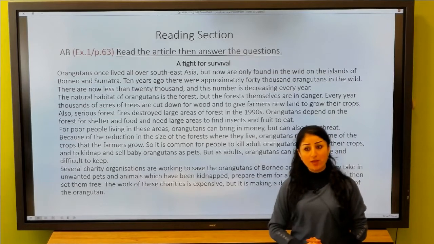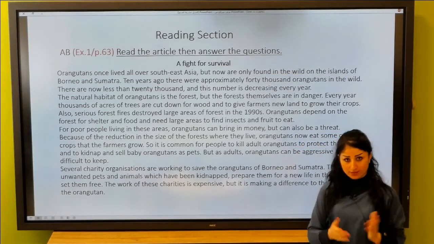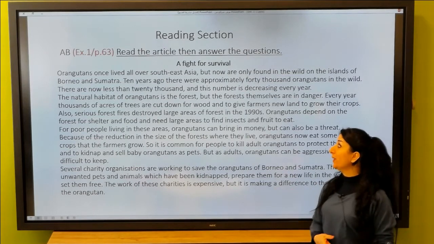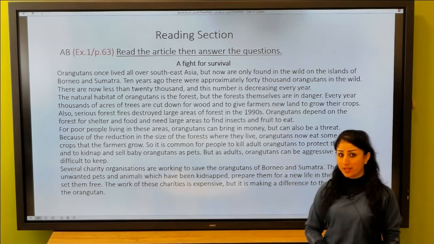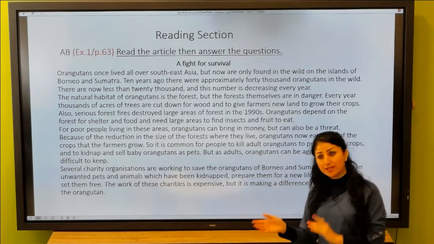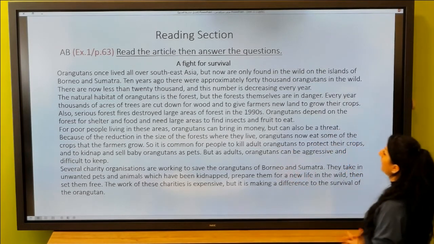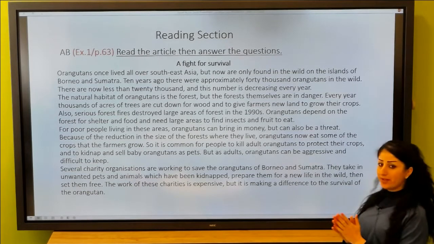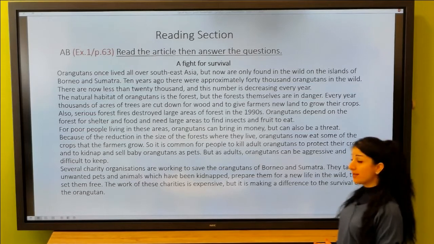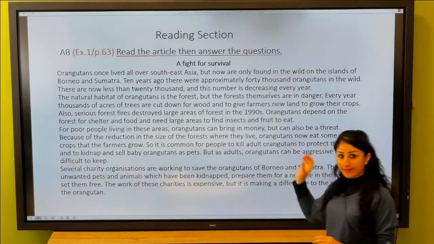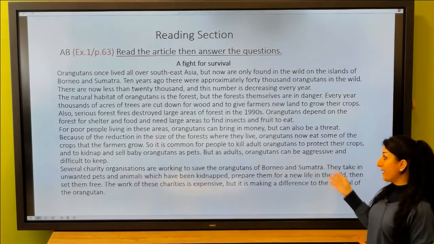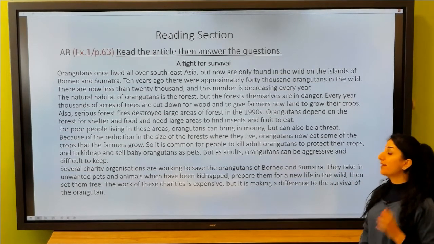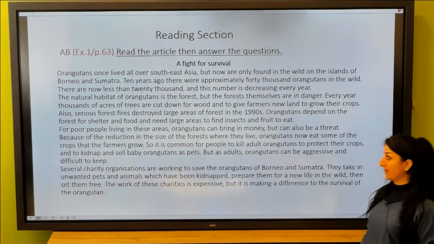We have now the reading section. Like I said at the beginning, we have 2 sections. I finished now the first one, which is grammar about thoughts and feelings. And now we will move to the reading section. Okay, we have a text about orangutans. It's an interesting text. We will read and explain it, and we have some questions below this text.